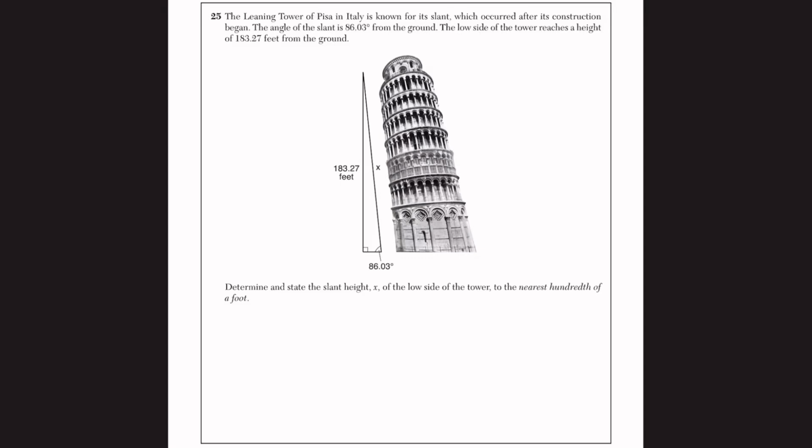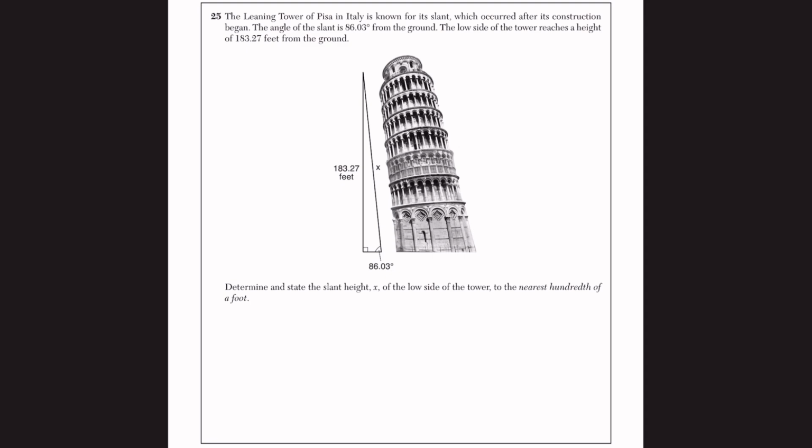Question 25. The Leaning Tower of Pisa in Italy is known for a slant, which occurred after its construction began. The angle of the slant is 86.03 degrees from the ground. The low side of the tower reaches a height of 183.27 feet from the ground. Determine the slant height x of the low side of the tower to the nearest hundredth of a foot.